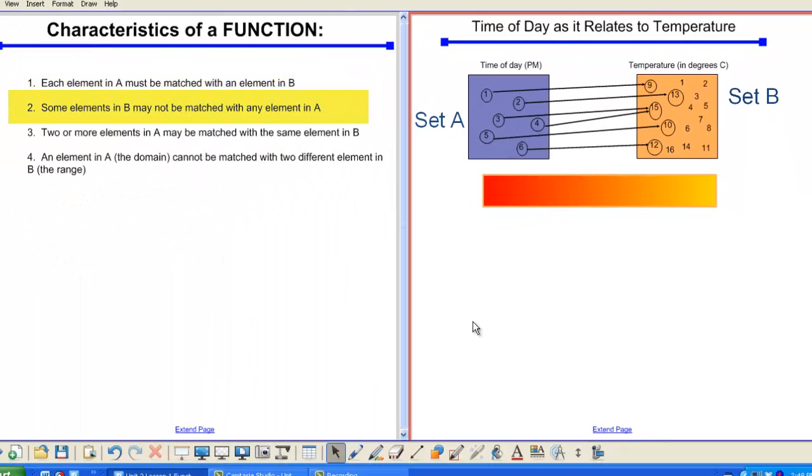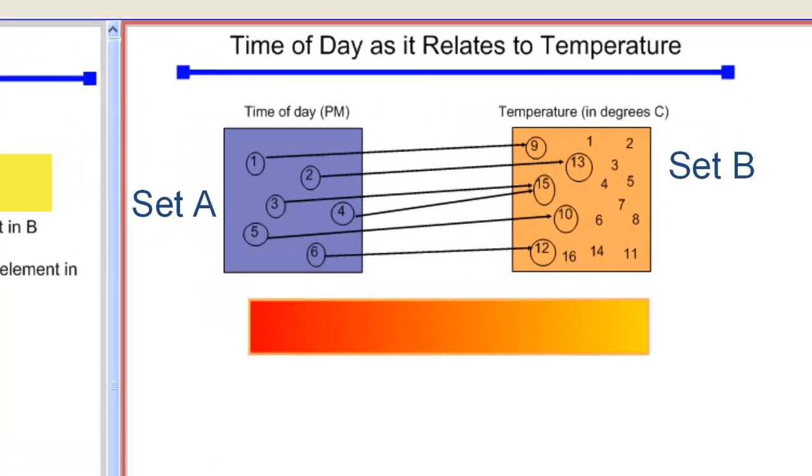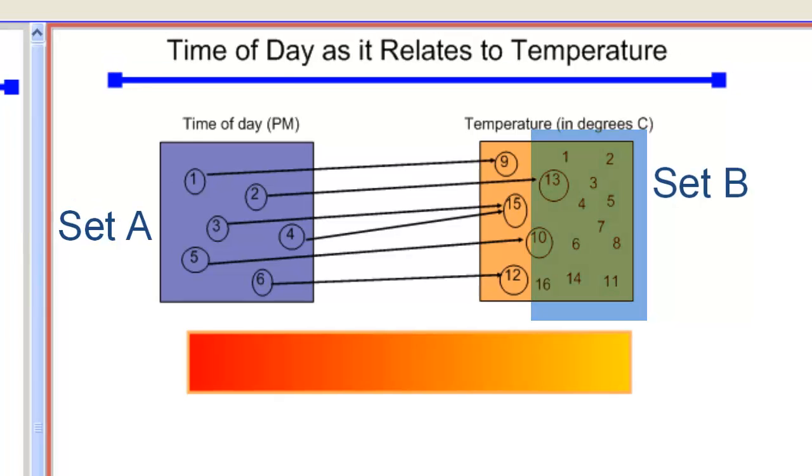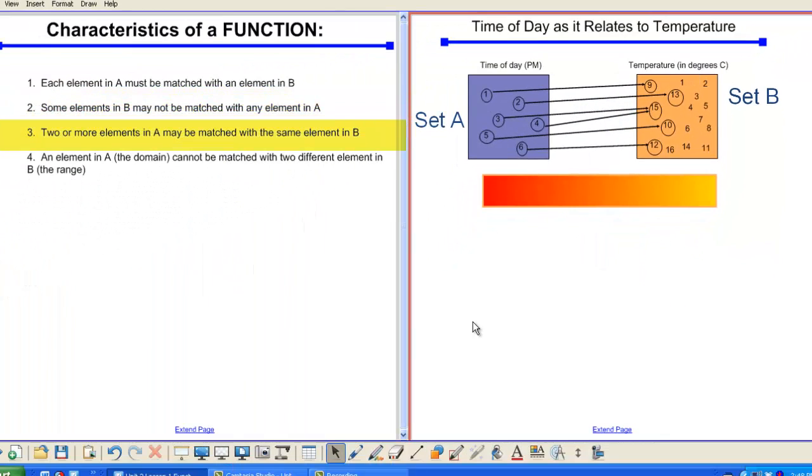Secondly, some elements in B may not be matched with any element in A. So if you notice in the range, the numbers 1, 2, 3, 5, 4, 6, 7, 8, 16, 14, and 11, they don't have a match. It's okay. Some elements in B or the range may not be used, and that is still okay to be a function. Characteristic 3, 2 or more elements in A may be matched with the same element in B.